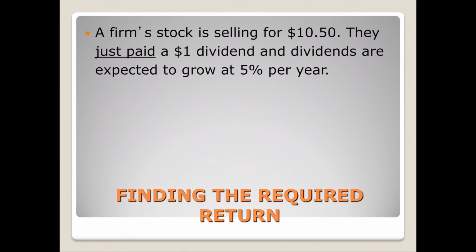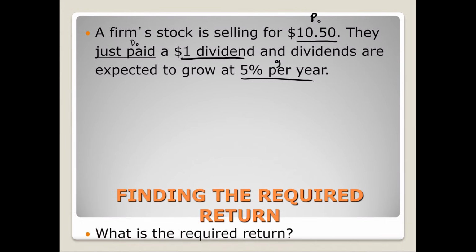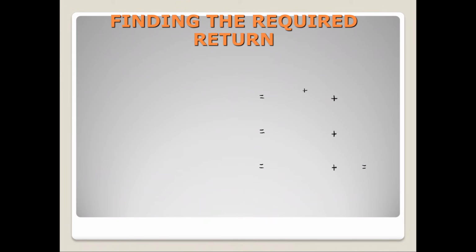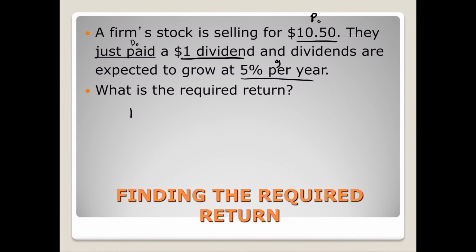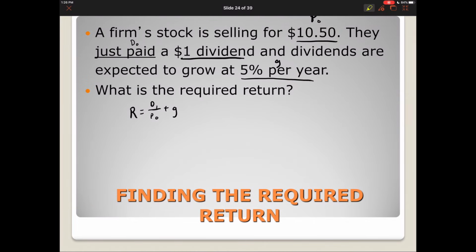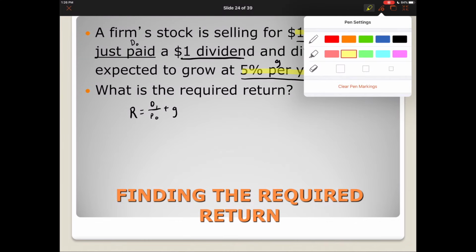A firm's stock is selling for $10.50. This is P sub 0. They just paid, so D sub 0, a $1 dividend, and dividends are expected to grow at 5% per year, our constant growth rate. What is the required return? So as I mentioned on the previous slide, your R can be broken down into the dividend yield, D1 divided by P0, plus your capital gains yield. They gave us what the capital gains yield is. They also gave us P sub 0. We need to solve for D1.